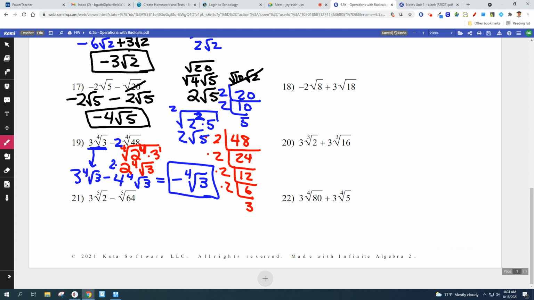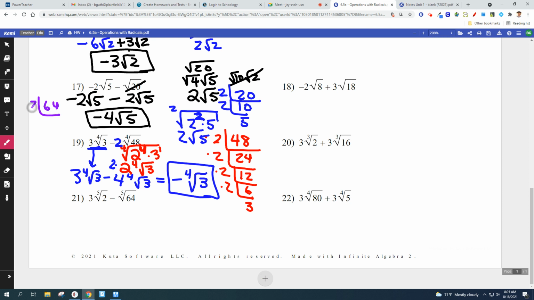And then the last one, I think it should be clear that you're going to have to do something with that 64. Right? They're not like terms. A 2 and a 64, they're not like terms. But we should be able to break down the 64. So, 64. I'm going to do it over here.